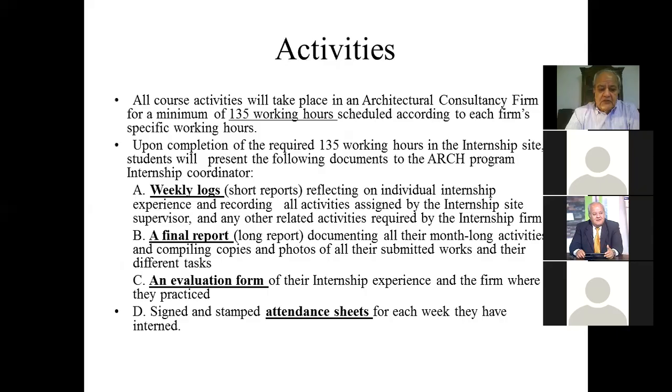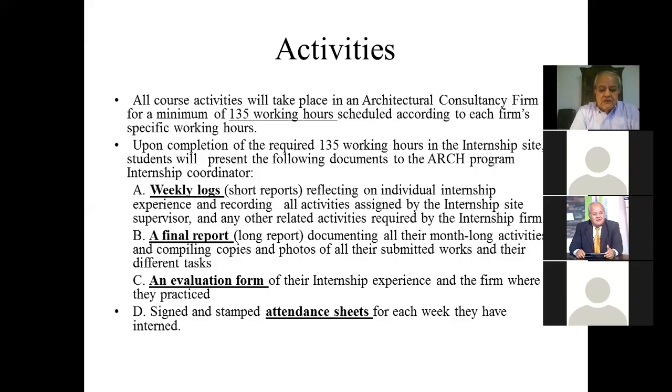So the activities that you will have during the sessions, you will attend, of course, the theory week and the practical weeks. You will have a weekly report. You will have a final report and evaluation form of the internship experience, and attendance sheet. This is a daily attendance sheet. I will also show you how you will start to fill these.